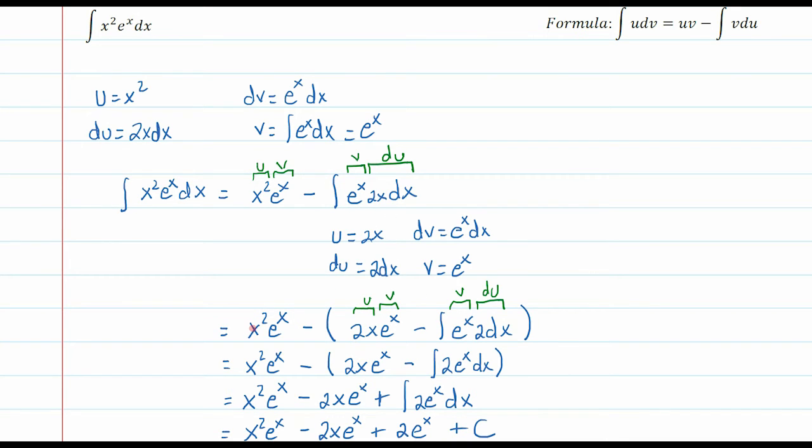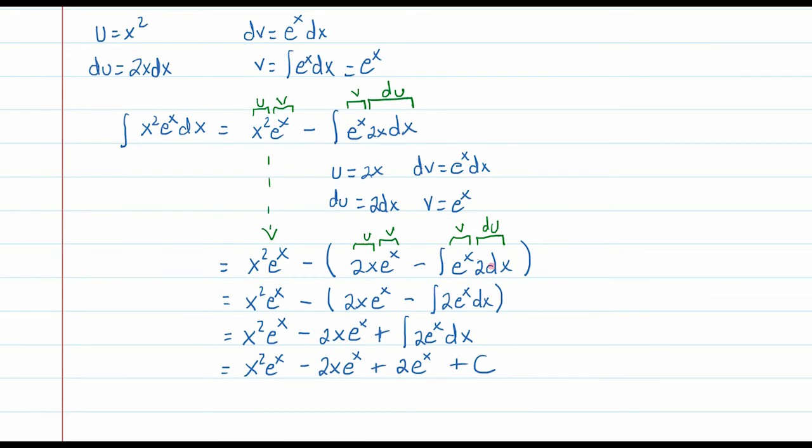So it's going to be x squared e to the x, which we simply copied down, minus, and now we're going to put in brackets because we need to put this formula that we're using integration by parts together. It's going to be minus 2x e to the x, which is u times v, minus the integral of e to the x 2 dx, which is v times du. And for clarity on this next line, all I did was I moved my constant up in front.